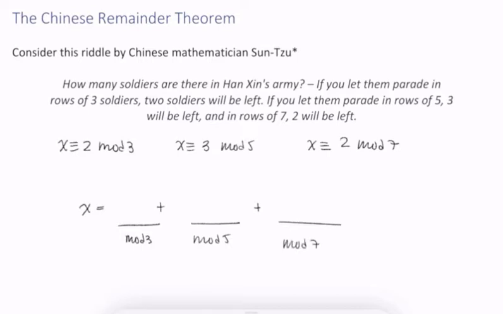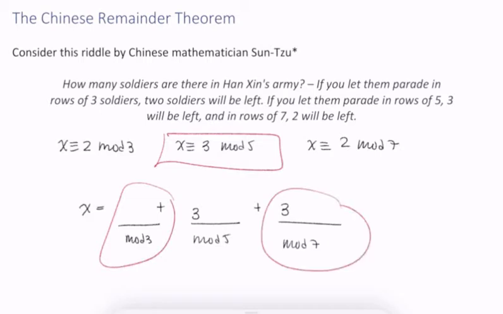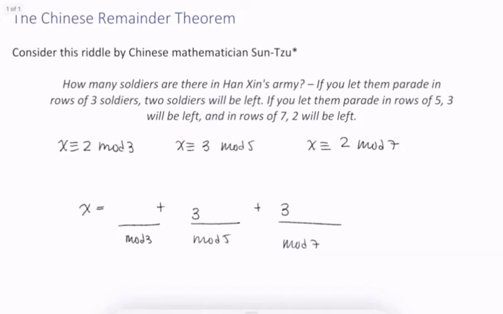So we want our x to be equivalent to 2 mod 3. So that comes from this piece. Now we don't want these to have an effect, so both of these should be equivalent to 0 mod 3. So let's go ahead and put in a 3 on each of these lines. Now the same thing goes here. We want our x to be equivalent to 3 mod 5. So this one and this one should be equivalent to 0 mod 5. So let's go ahead and put a 5 here.